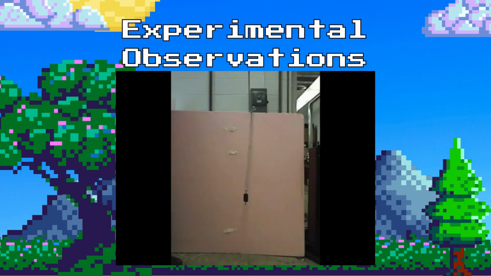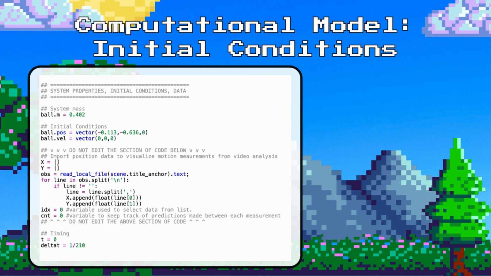This is the video that we uploaded into Tracker in order to get experimental data for this experiment. In order to create our computational model, we had to start with initial conditions. So the mass was found to be 0.402 kilograms, and that was uploaded into this. Additionally, from our Tracker data, we were able to find the initial position of the mass, and the initial velocity of the mass is just the zero vector since we are saying it is starting from rest.